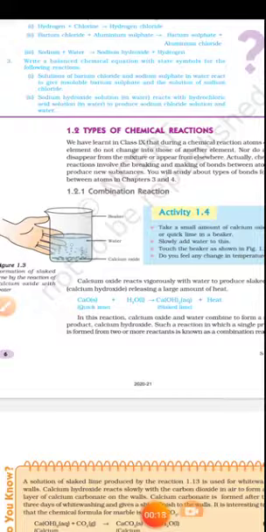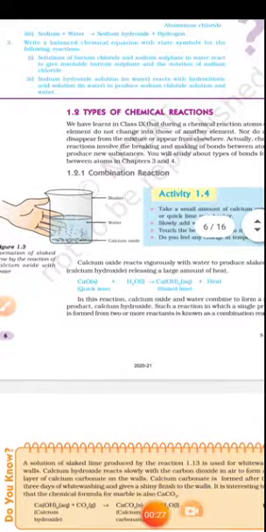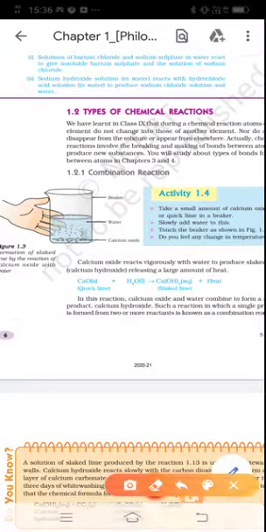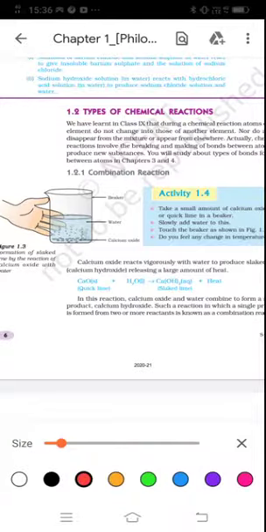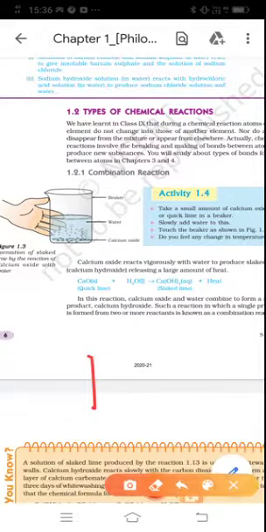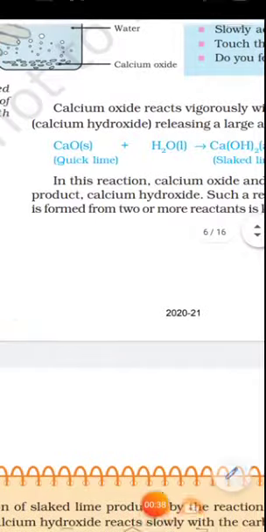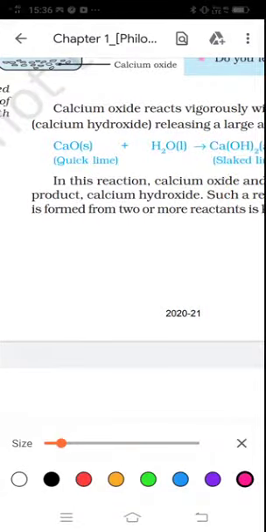Calcium oxide reacts with water. It will produce slaked lime, releasing a large amount of heat, with calcium hydroxide. You can see here, I'm taking an example. First of all, I will write CaO. This is quicklime, and it will react with water and form calcium hydroxide. It is called slaked lime. It also releases heat in the medium.